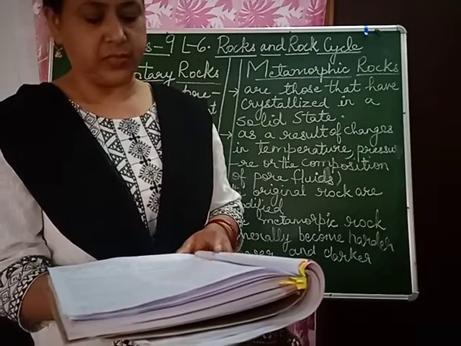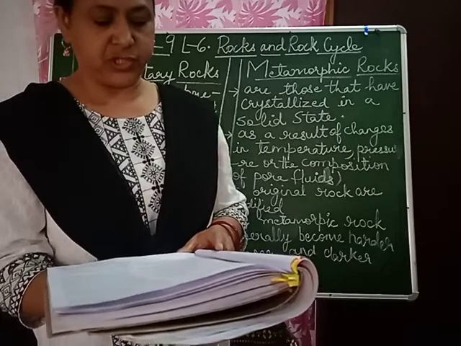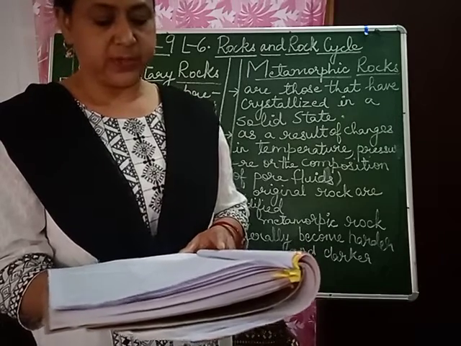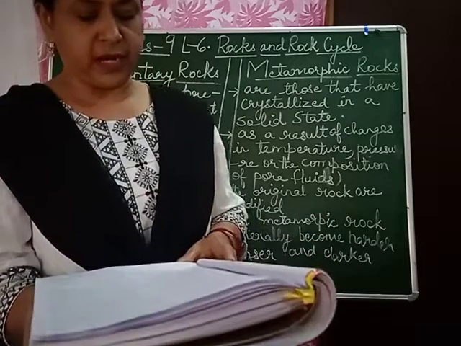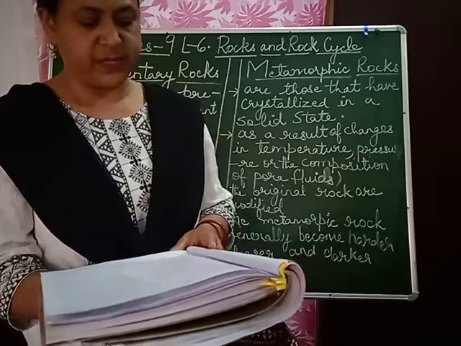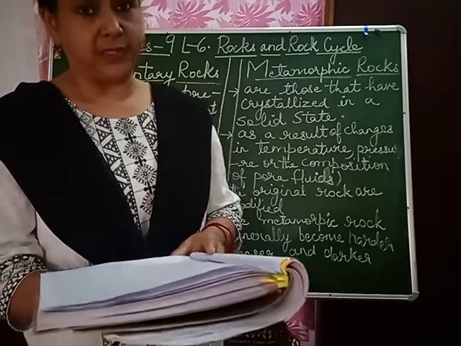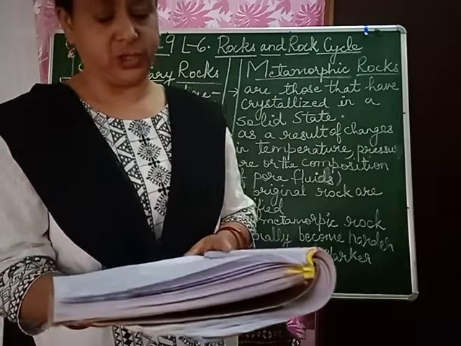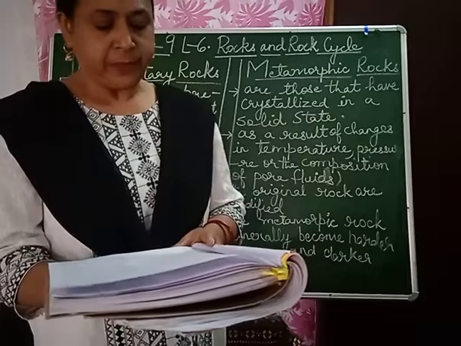Glacier sedimentary rocks. The sediments deposited by glaciers are called glacier sedimentary rocks. These deposits are also known as moraines. Moraine is an accumulation of material which has been transported or deposited by ice, so these are found in the glaciers. Glacier sedimentary rocks are called moraines.